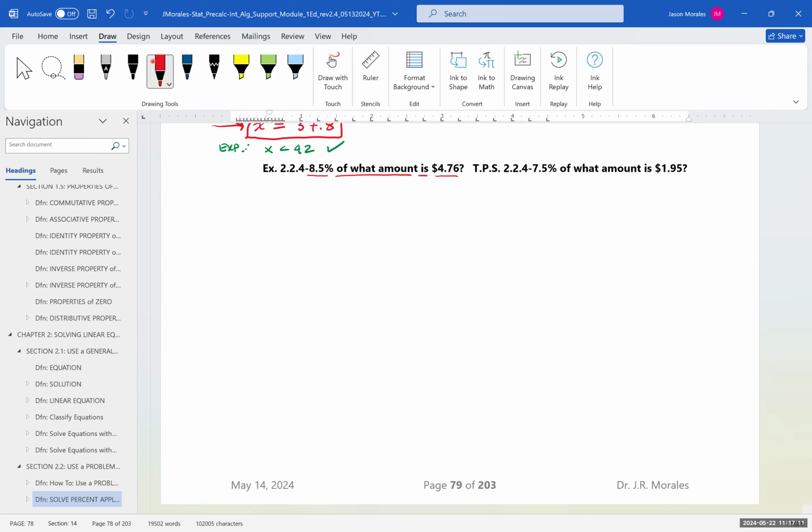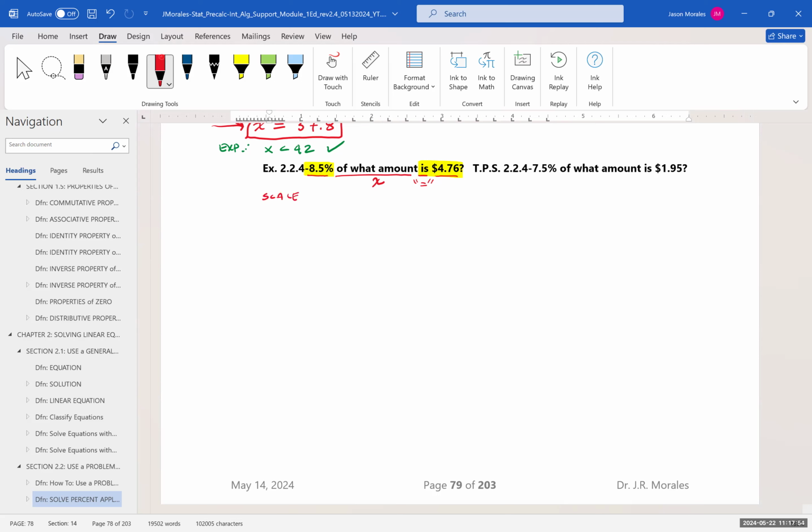Let's see here. My tablet is freezing a little. Okay. The word is equals, and we have $4.76. So what can be a little confusing here is it says 8.5% of what amount is $4.76. What they're equating here actually is 8.5% is equal to 4.76.